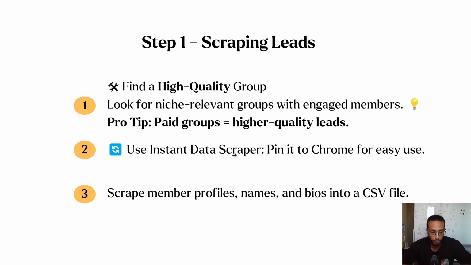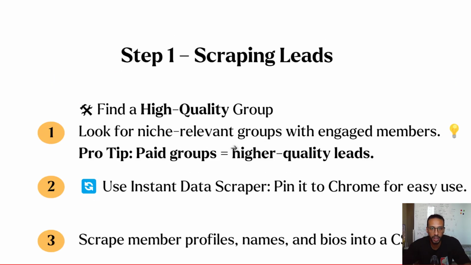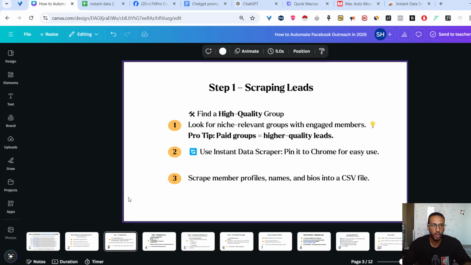Step two is to use Instant Data Scraper and pin it to Chrome for easy use. And step number three is to scrape member profiles, names, and bios into a CSV file. So I'm going to show you the steps, and then I'm going to show you the tutorial step by step. So let's start with step number one. All right, let me show you how to do that.